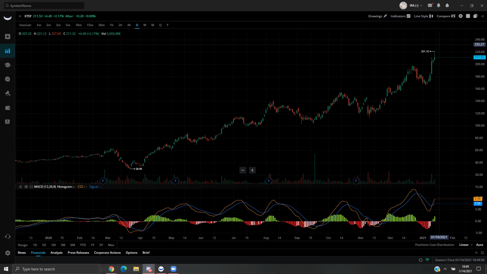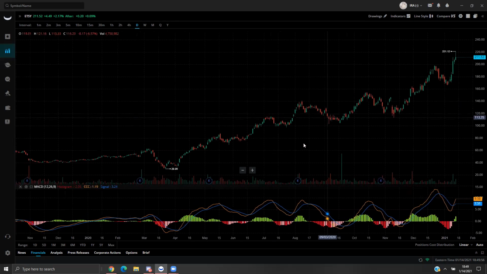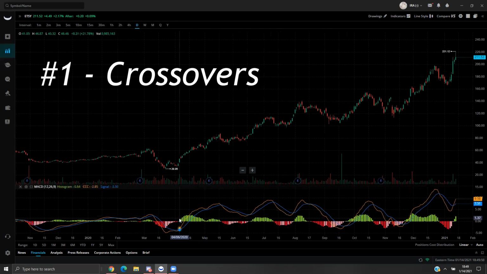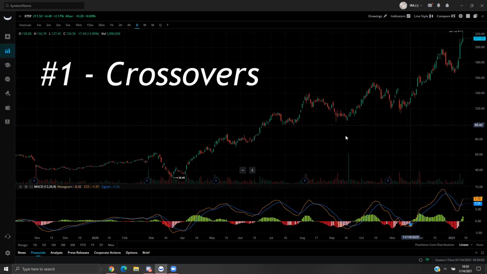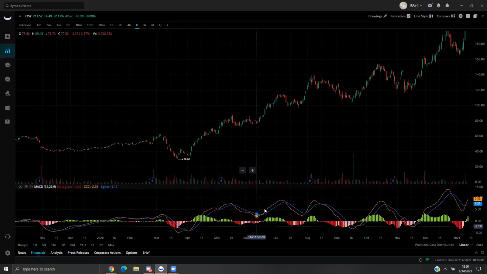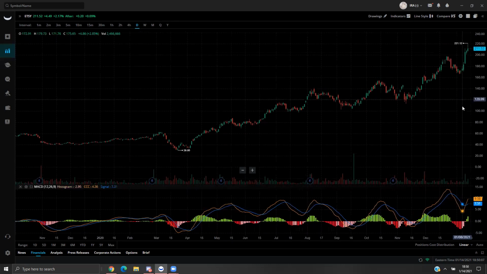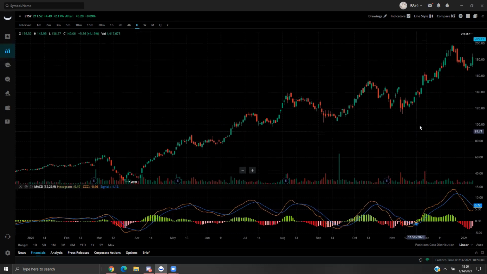So the top 3 ways you're supposed to use the MACD. The very first way I like to use personally the MACD is by using the simple distance between the MACD line and the signal line. Now, for those that don't know, the MACD is essentially a momentum indicator. The momentum of a market is essentially the strength of the market, right?